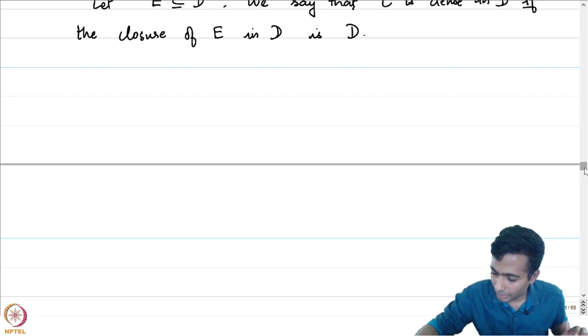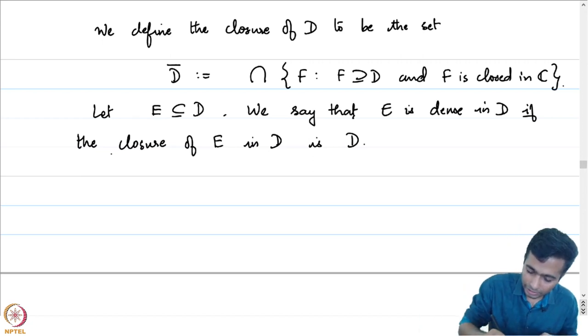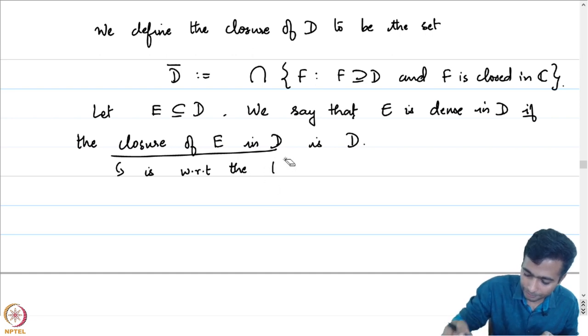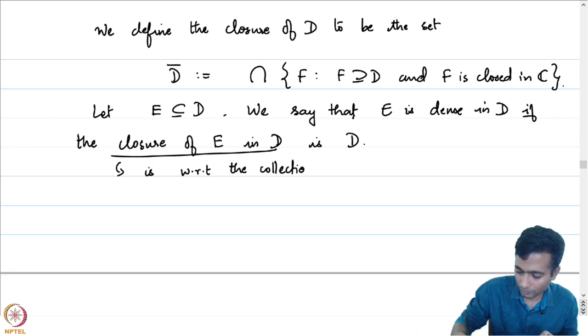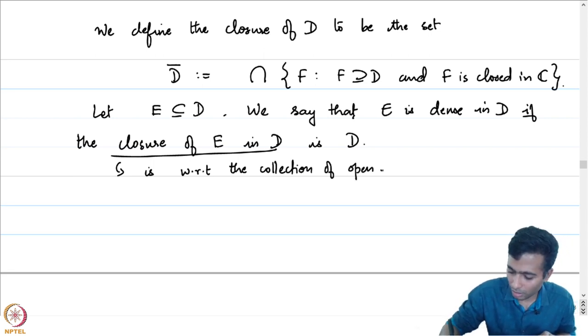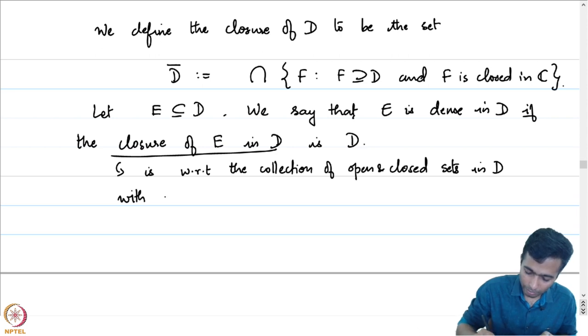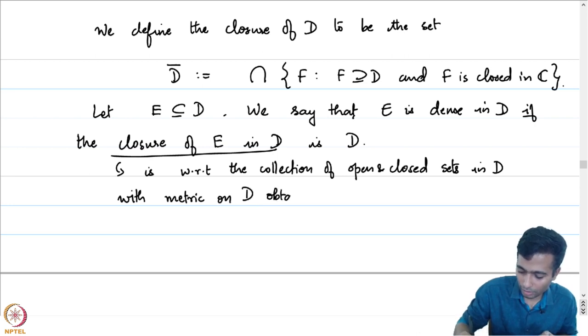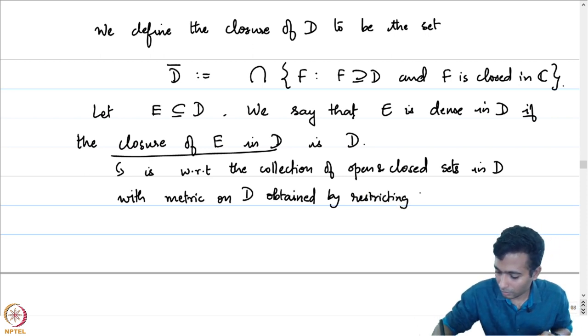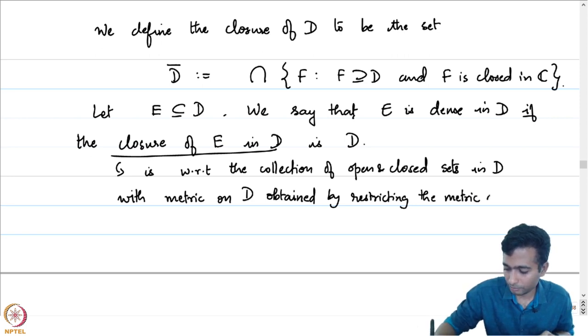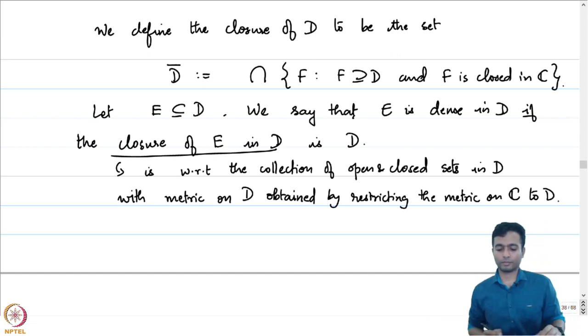So let me just say that this is with respect to the collection of open and closed sets in D with metric obtained by restricting the metric on C to D. Okay.